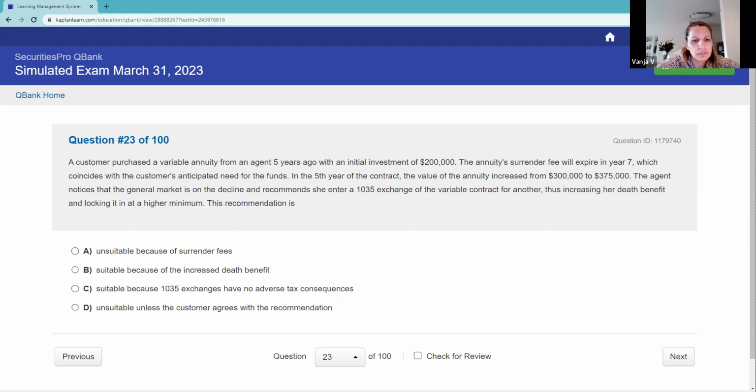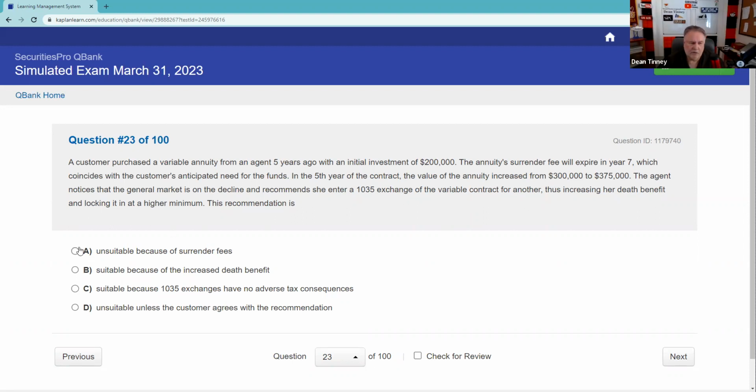Unsuitable because of the surrender fee, suitable because of the increased death benefit, suitable because 1035 exchanges have no adverse tax consequences, and suitable unless the customer agrees with the recommendation. Well, customer here, it says coincides with their anticipation for needed funds. If they exchange, then they're locking themselves in for another period of time. So unless the client agrees with this, it's unsuitable. So D, you actually missed it.